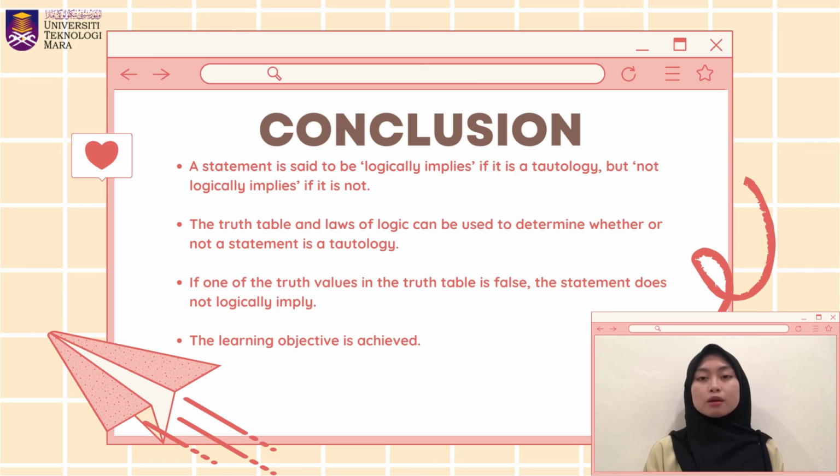The truth table and laws of logic can be used to determine whether or not a statement is a tautology. If one of the truth values in the truth table is false, the statement does not logically imply. Hence, we can say that our learning objective is achieved.